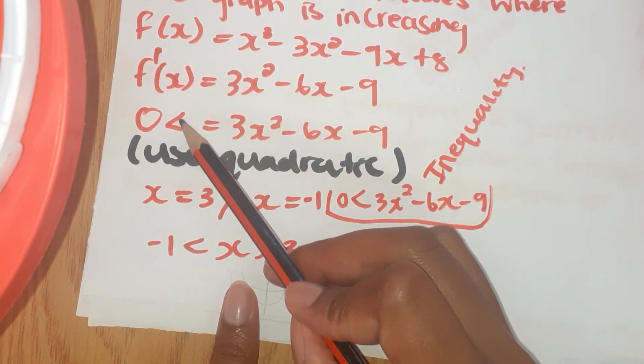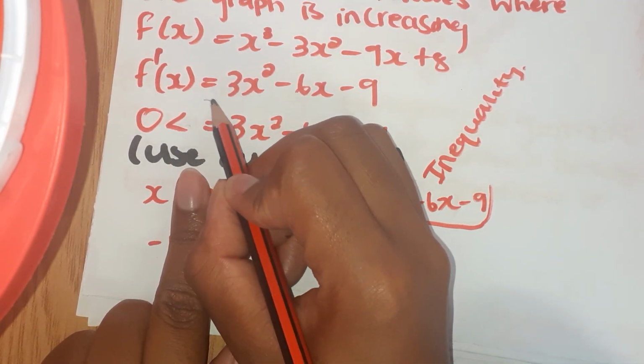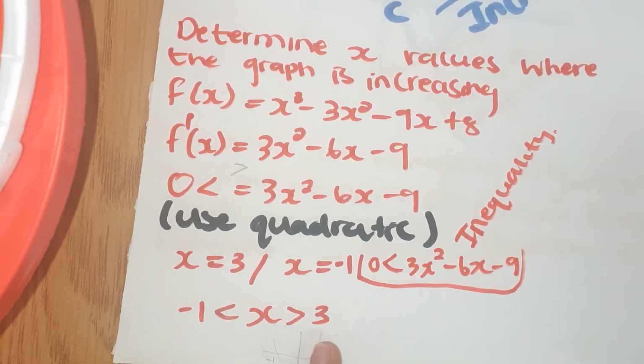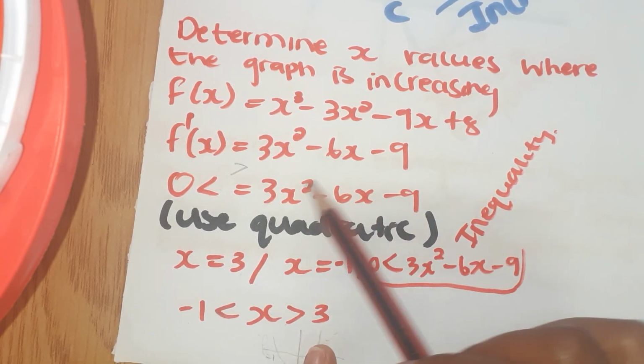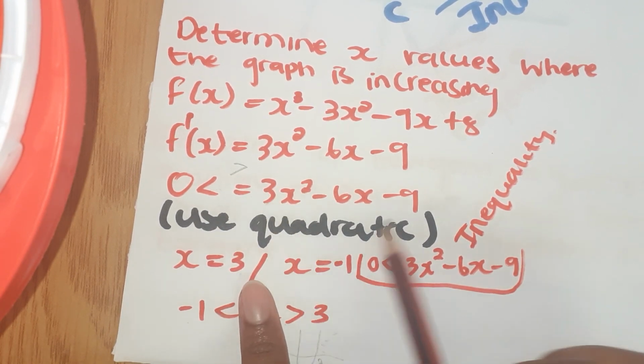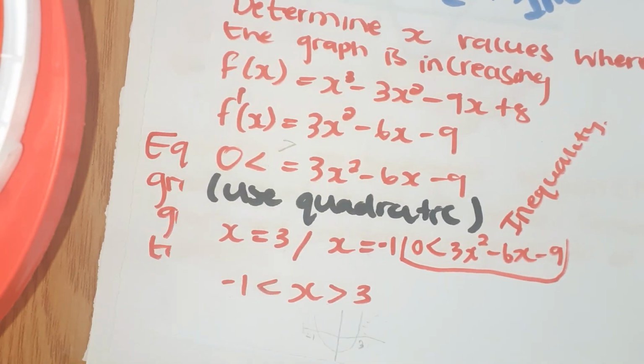So when it's increasing, you write it like this, and when it's decreasing, that sign will go that way. So this has to be bigger than 0. You find where this graph is bigger than 0 because we are increasing.